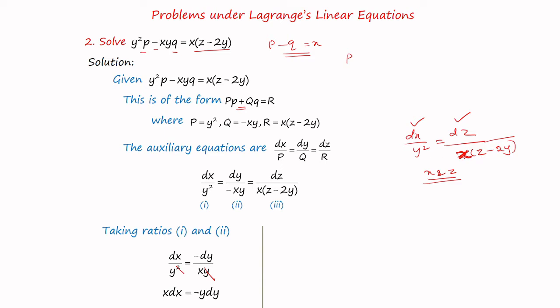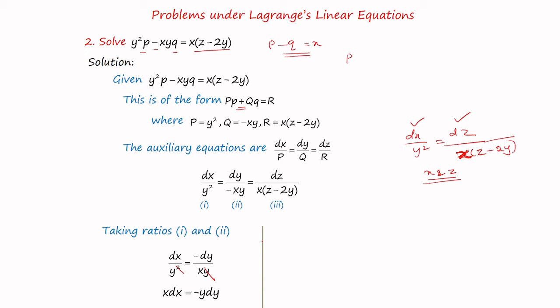Otherwise, grouping is not possible. We have to go for method of multipliers. So here we have to take all the combinations. Already 1 and 2 is taken. Next we have to take 2 and 3. If 2 and 3 do not give the answer, then you go for 1 and 3. And if all the combinations are not possible, you have to go for method of multipliers.